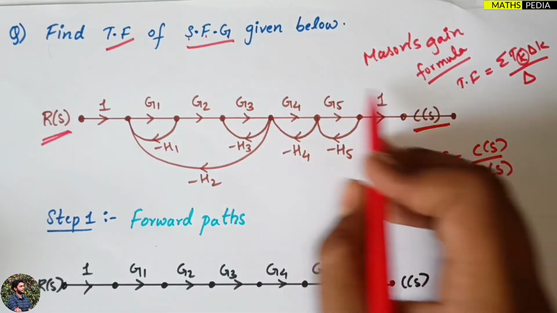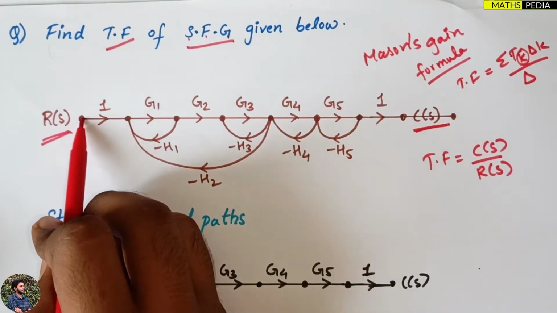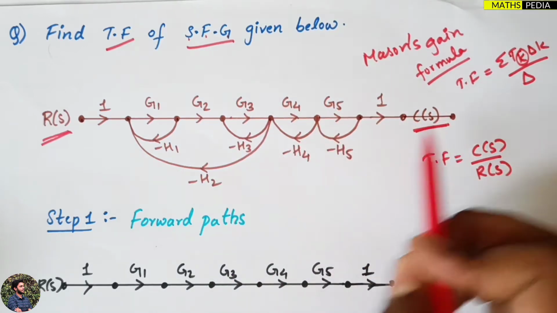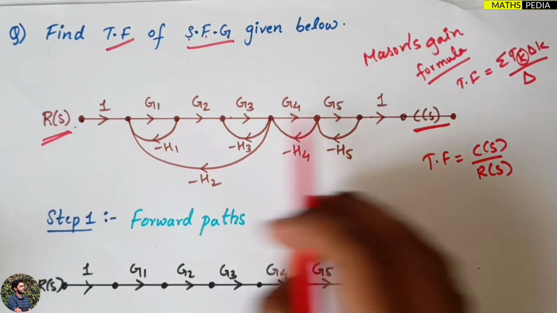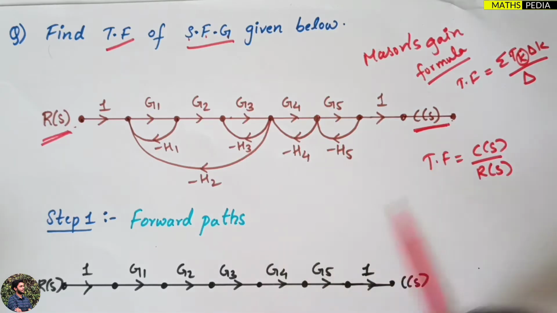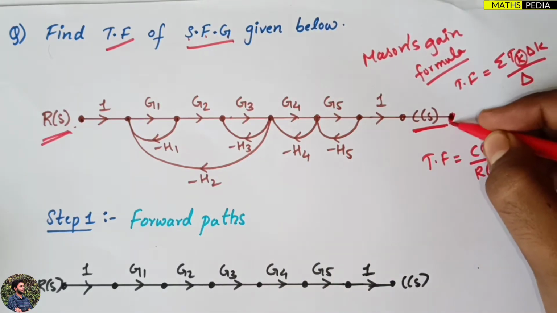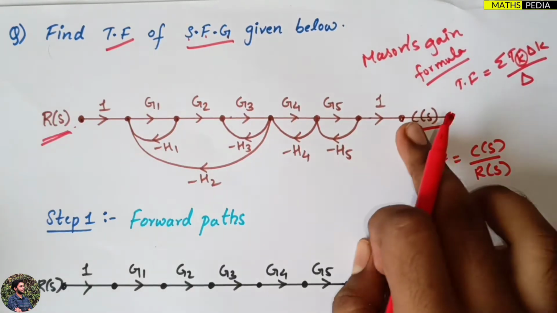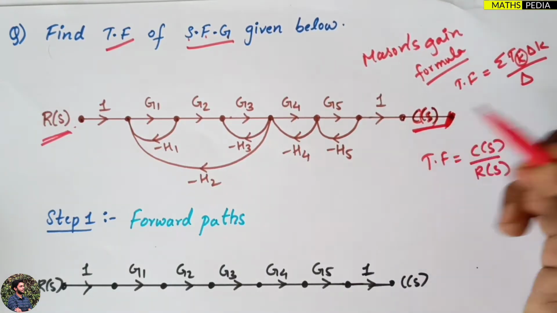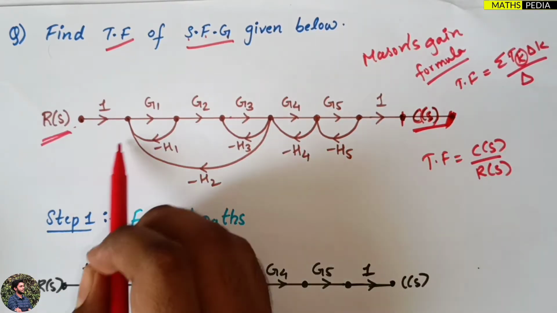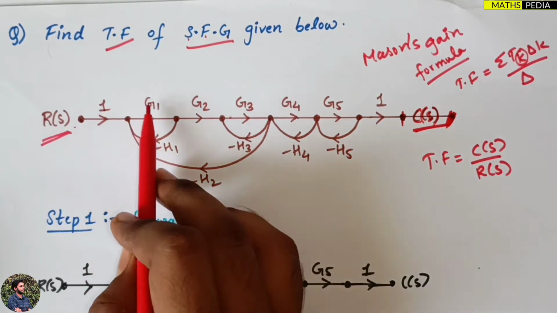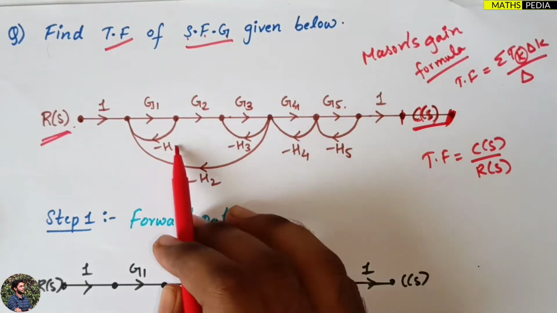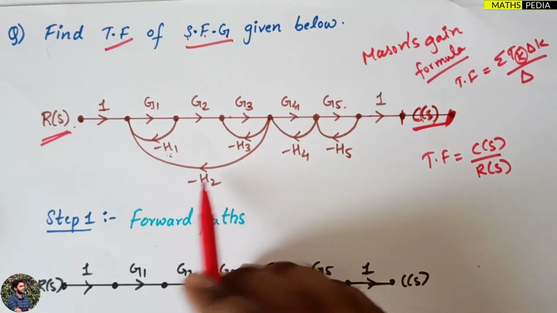So here we have the signal flow graph. Here we can see the nodes 1, 2, 3, 4, 5, 6, 7, 8, 9, totally 9 nodes starting from R of s to C of s. This node we have to eliminate, it is not there, so totally 8 nodes. Here we have gains 1, G1, G2, G3, G4, G5, these are all gains. This is the feedback gain, we have H1 with a negative sign.